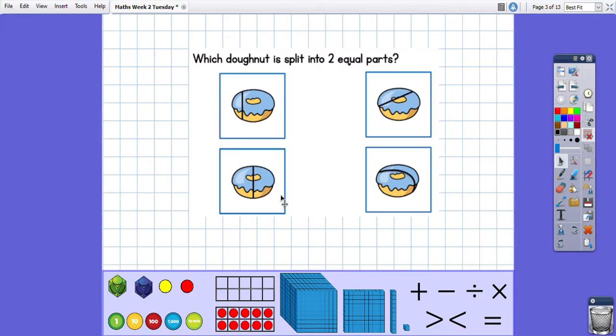Donut number 3 is split straight down the middle, and the 2 parts are equal, which means it's split into 2 equal parts, into half. And then donut number 4 is split by a curved line, which is okay, but it is not in 2 equal parts. The bottom part of this donut is much bigger than the top part.